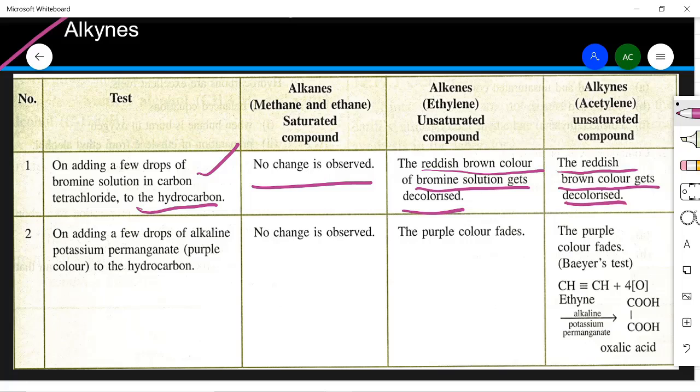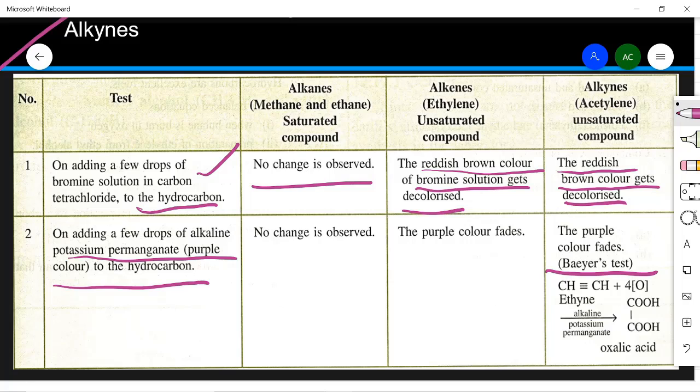तो ब्रोमीन को हम यूज़ करते हैं कार्बन टेट्राक्लोराइड सॉल्यूशन में टेस्ट करने के लिए कि आपका रिएक्शन हुआ है, ब्रेकिंग ऑफ बॉन्ड, डबल बॉन्ड से ट्रिपल बॉन्ड से डबल बॉन्ड और डबल बॉन्ड से सिंगल बॉन्ड बना है या नहीं बना. तो रेडिश ब्राउन कलर विल गेट डीकलराइज्ड, whereas in alkanes you will not see any change. Generally we do this test so that we can come to know whether the given organic compound is saturated or unsaturated, that is the presence of double bond or triple bond.